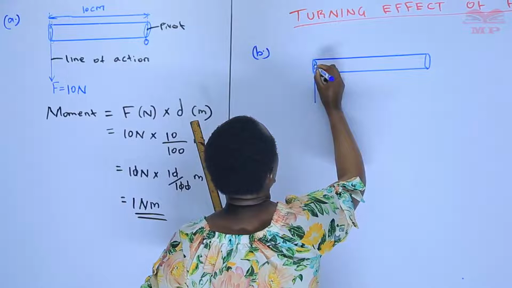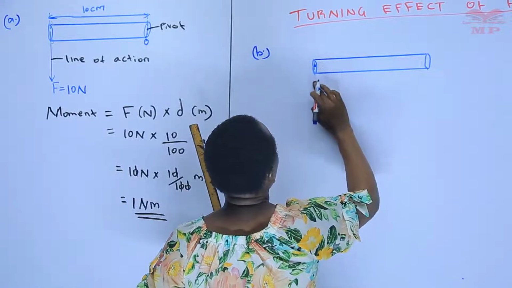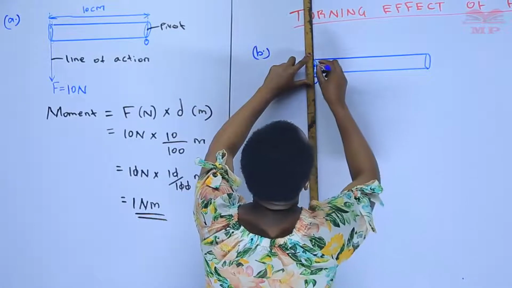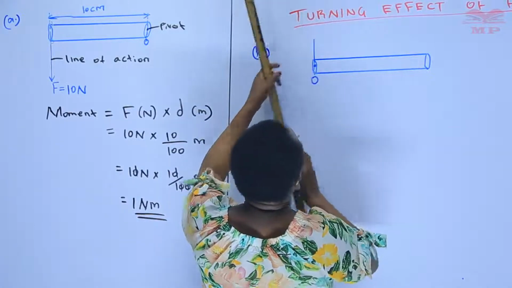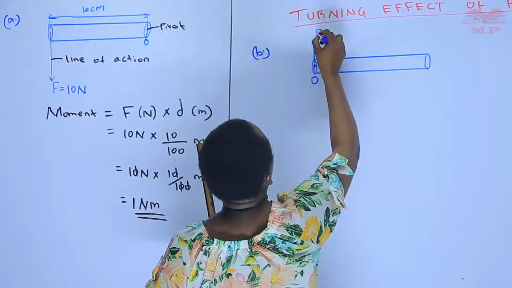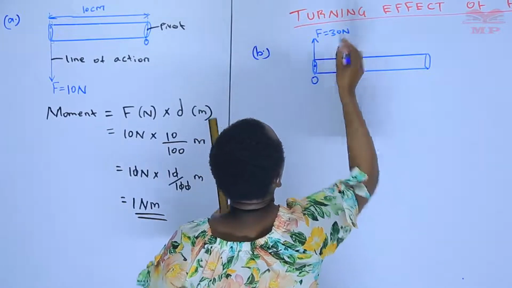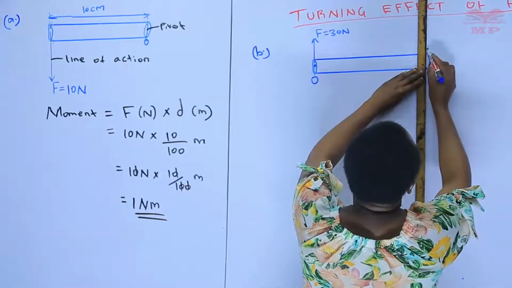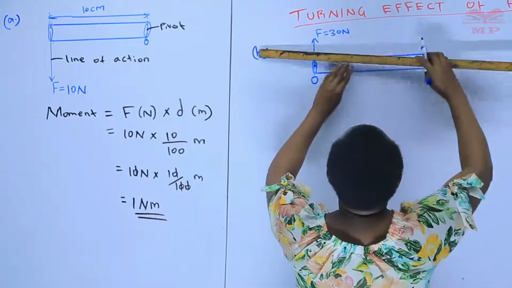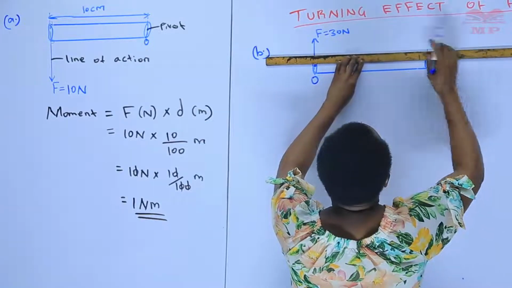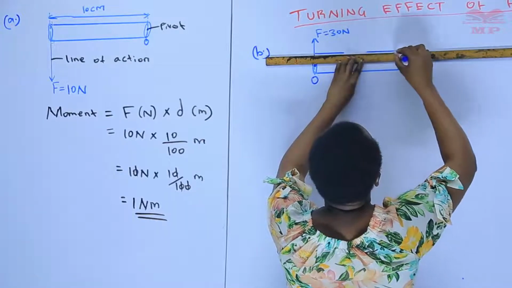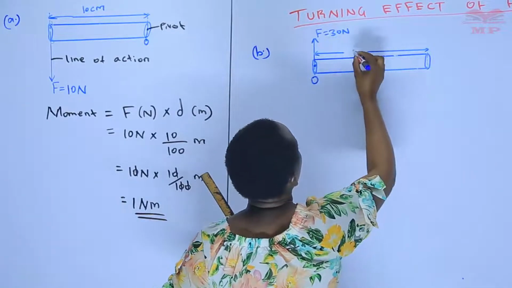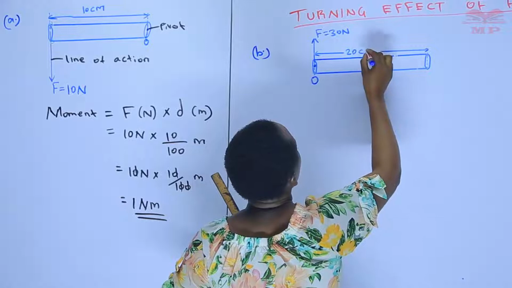So this is our fixed point. We have point O here, and then we have a force acting in the opposite direction, and the force we are given as 30 newtons. We have also been given the distance, this distance here. The distance here we have been given as 20 centimeters. This distance is 20 centimeters.